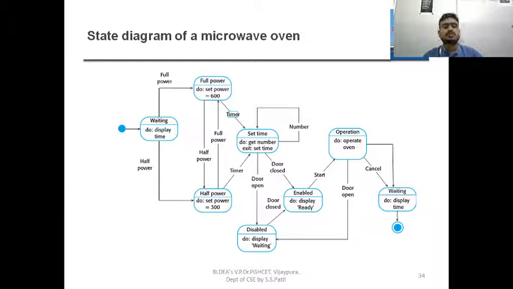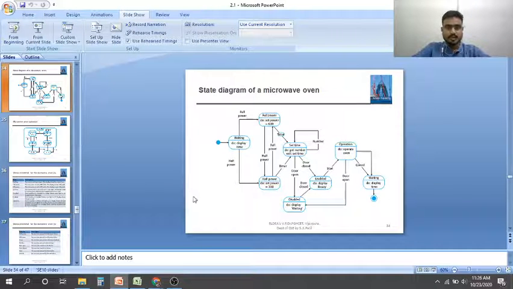Next, this is a state activity diagram for the microwave oven. Don't take it too seriously. This is very simple. Okay, one by one, who is going to explain the things about this microwave oven? Does anyone know how it operates?